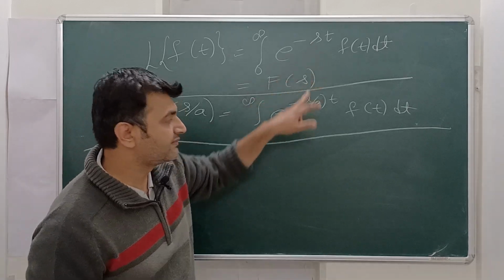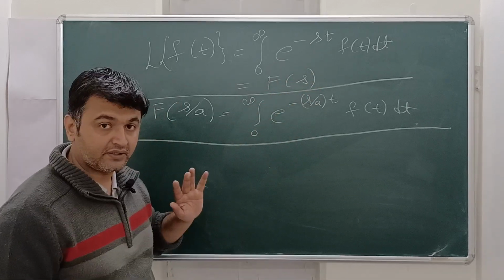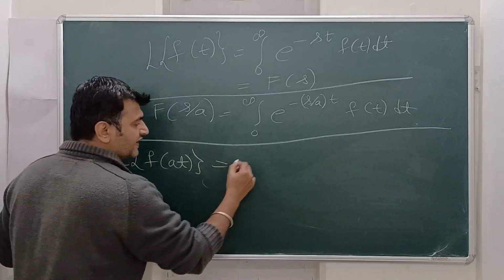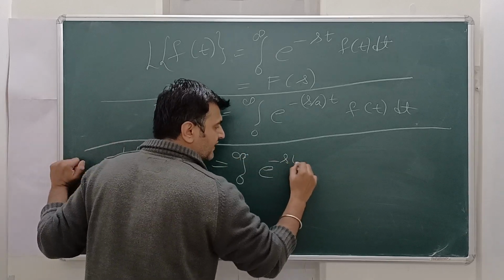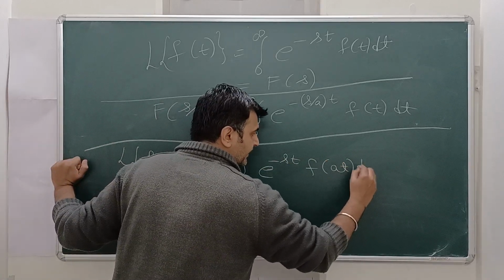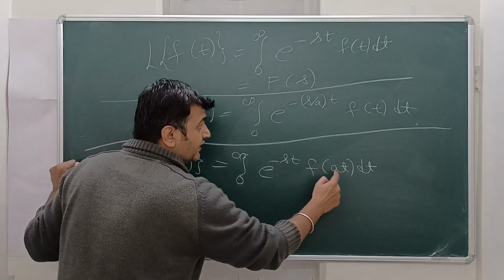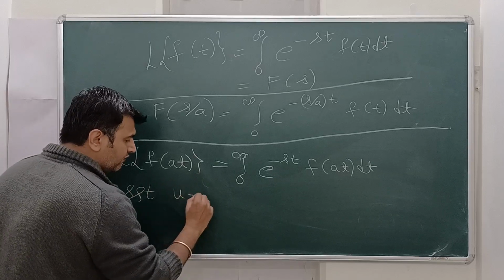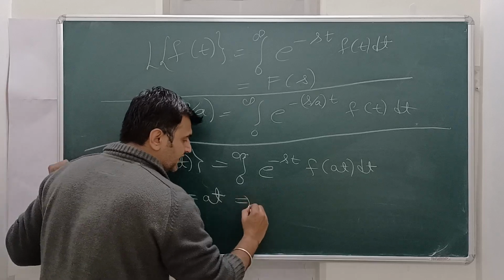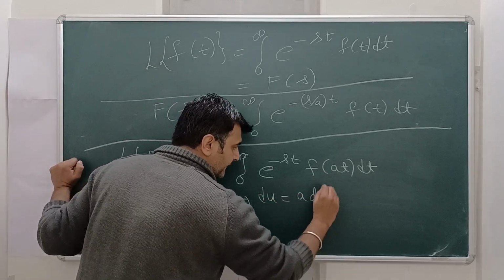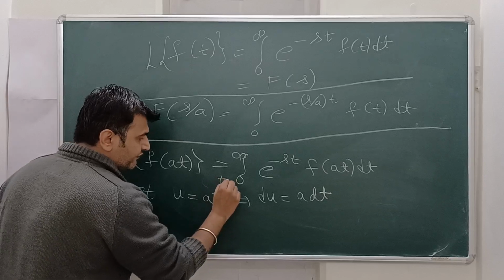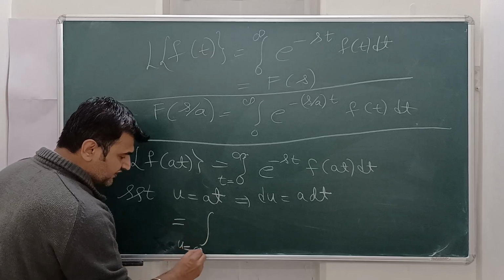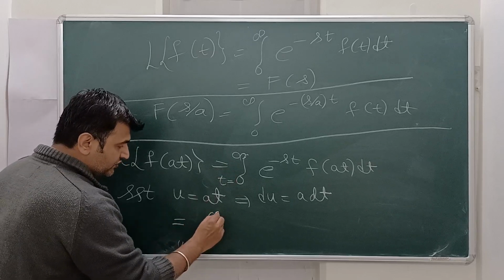You replace s by s by a. So I am going to use this fact. Now what do I want to find? I want to find Laplace of f of at. So by definition, this is integral 0 to infinity e raised to minus st f of at dt. Now instead of at, you want only one variable. So the obvious thing is you will substitute u equal to at. This will imply that du is a dt. Now these are the limits for t. So when t is 0, you can see that u is also 0. When t is infinity, u is also infinity.